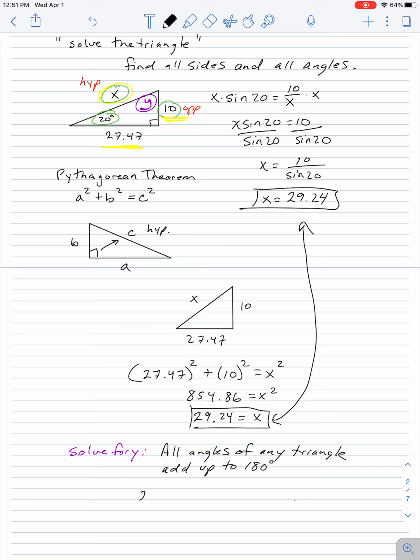I should have 20, that's my one angle that I was given, plus 90, that's my right angle, plus my unknown guy y should equal 180. So I do a little math and solve this equation, and I get 70. So that's my third angle. They all add up to 180. And that's how you solve a triangle. Some of your homework problems will just ask you to find one side, and some will say solve the whole triangle. Okay, and you can use Pythagorean and your trig functions interchangeably.